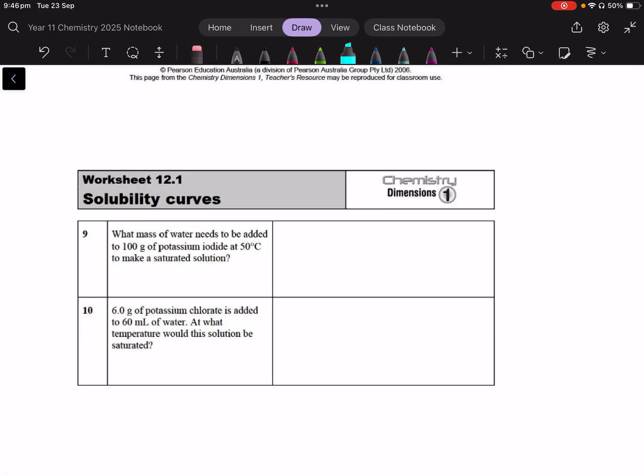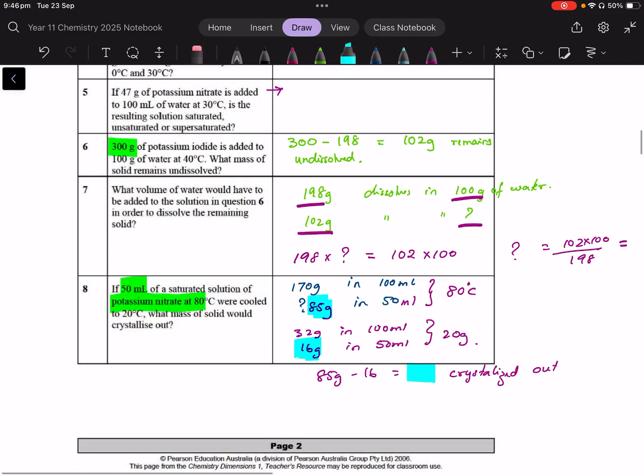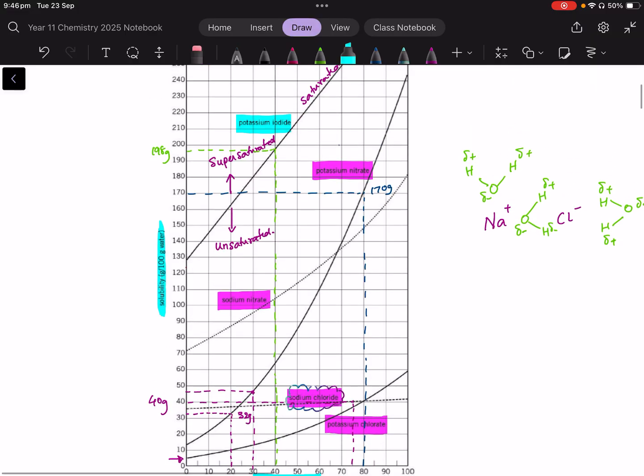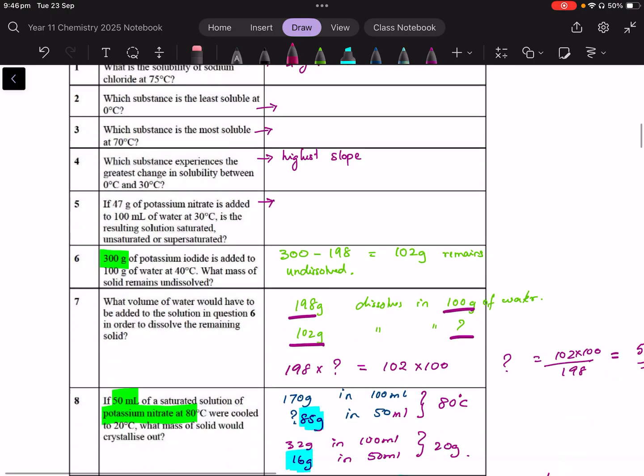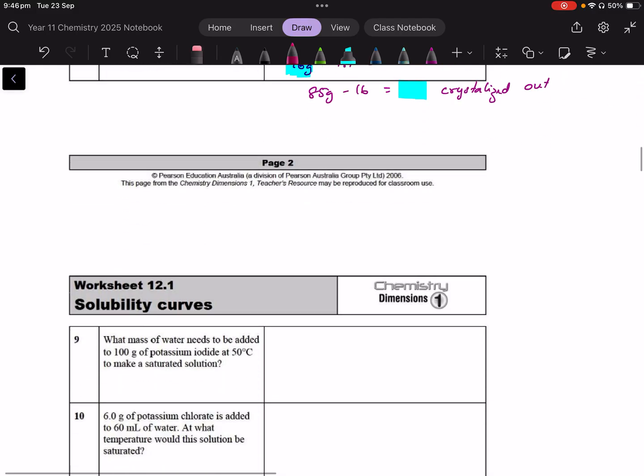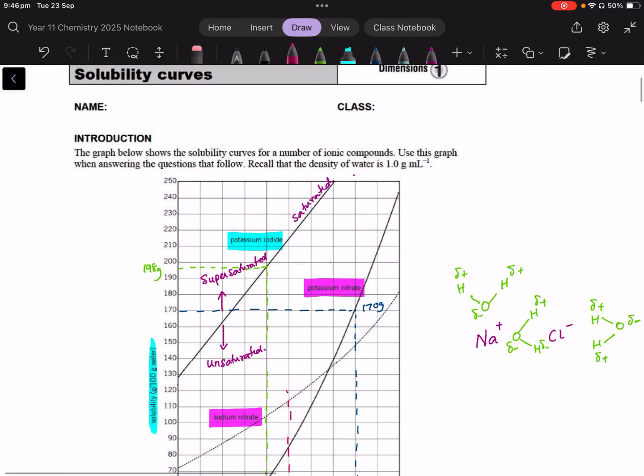Question number 9. What mass of water needs to be added to 100 grams of potassium iodide at 50 degrees to make it saturated? So I want to find out from that potassium iodide at 50 degrees. So let's try and get a different color pen. At 50 degrees, potassium, is it iodide, was it? Yeah, potassium iodide at 50 degrees. I'm going to go all the way up to the top here.